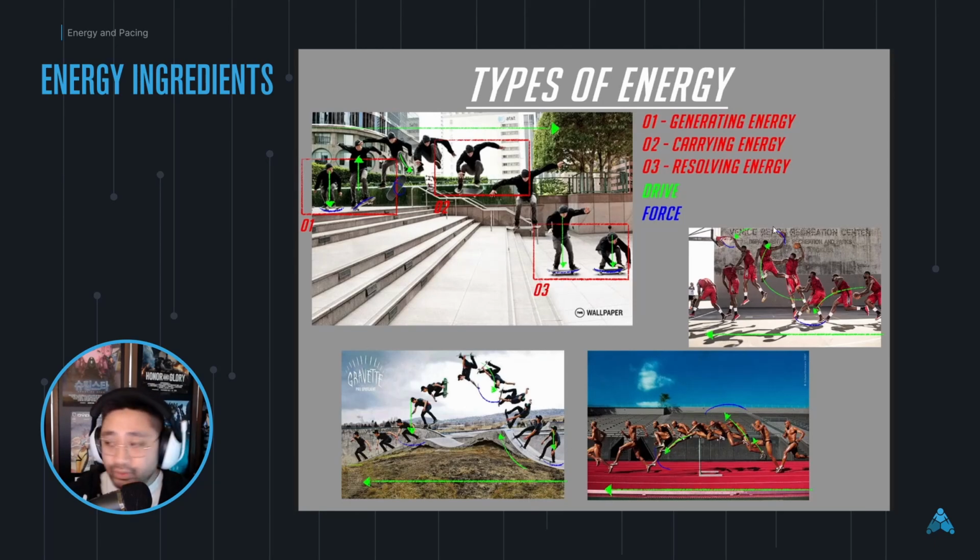And you can kind of deduce the same from these two here, right? The skateboarder doing a flip off of this ramp and this runner clearing a hurdle. That was energy.